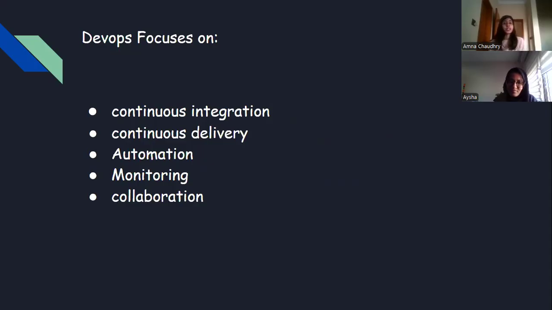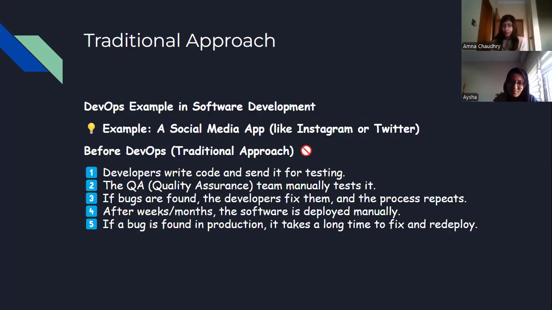DevOps focuses on continuous integration, continuous delivery, automation, monitoring, and collaboration. These are the main tasks of DevOps. We will explain all these tasks in the later part of our video. So stay tuned with us.